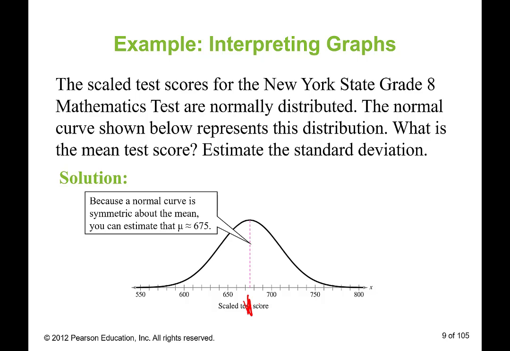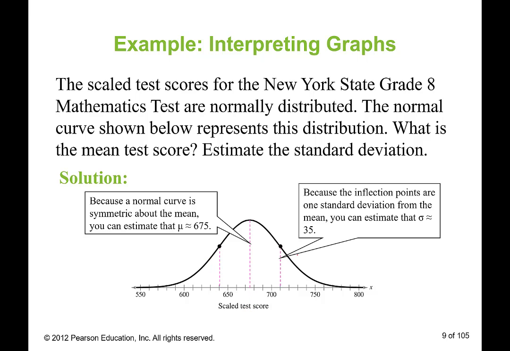In fact, because the normal curve is symmetric about the mean, we can estimate that mu is about 675 in this case. Now, what about estimating the standard deviation? That's a little more complicated, but basically we're going to look for those inflection points. That's the place where we go from having a cup to an umbrella, or from convex to concave. Then we look at the distance between that point and the mean in the center, and that distance is approximately our standard deviation. Because the inflection points are one standard deviation from the mean, you can estimate that sigma is approximately 35 in this example.